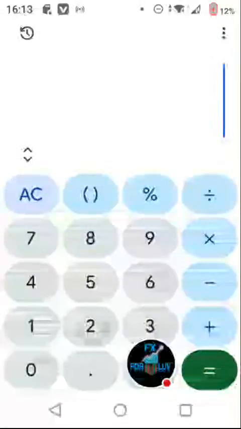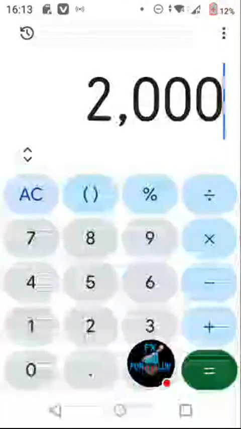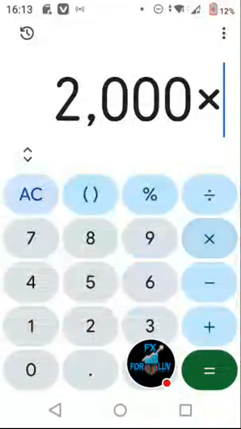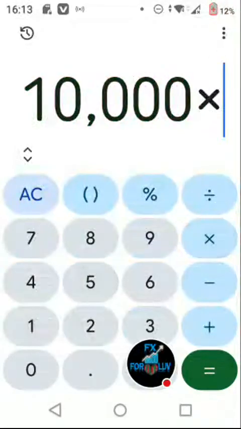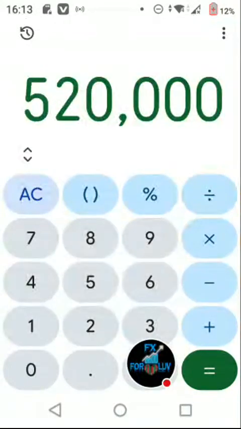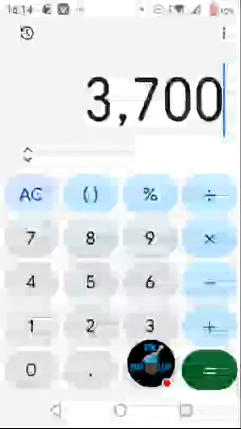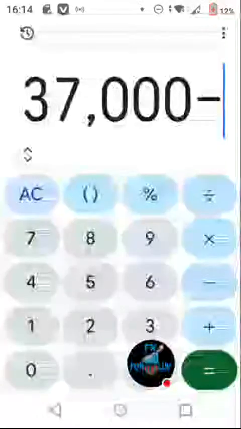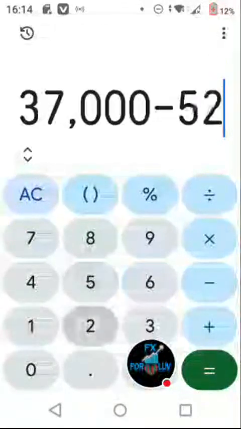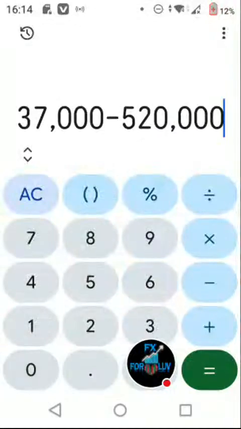So let's say the 5% of your account you're making every day is 2,000 Ugandan shillings. 2,000 times 5 days a week, that's 10,000. 10,000 times 52 weeks is 520,000. So let's do the math here. You started trading with $10, 37,000 shillings, only 37,000. And you managed to go from 37,000 to 520,000 by the end of the year.